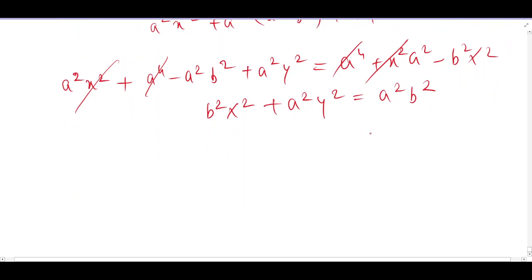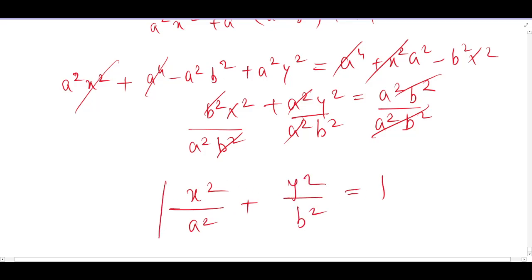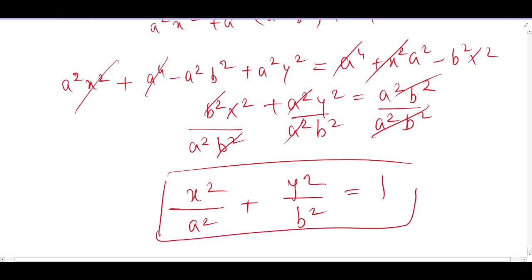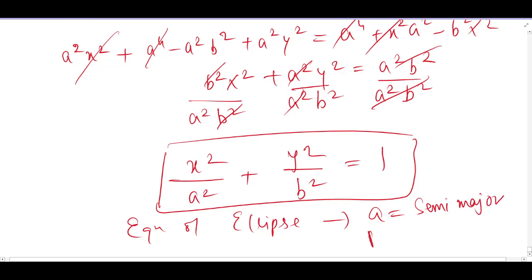So divide both sides by a square b square. We get x square by a square plus y square by b square is equal to 1. Hence this is the equation of an ellipse, where a is the semi-major axis and b is the semi-minor axis.